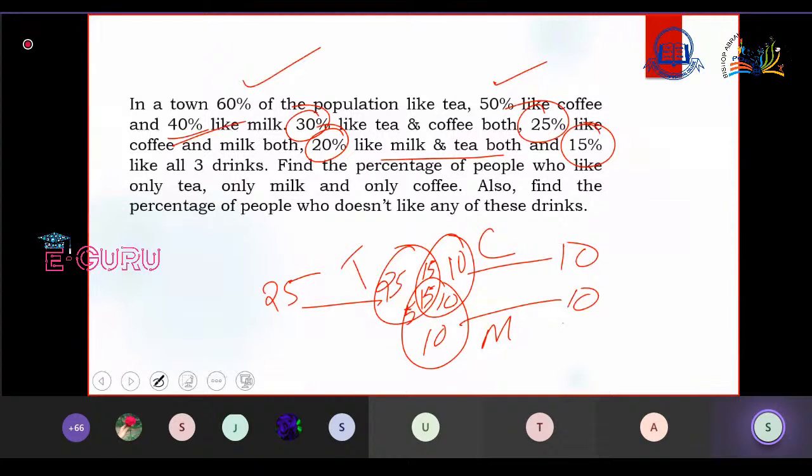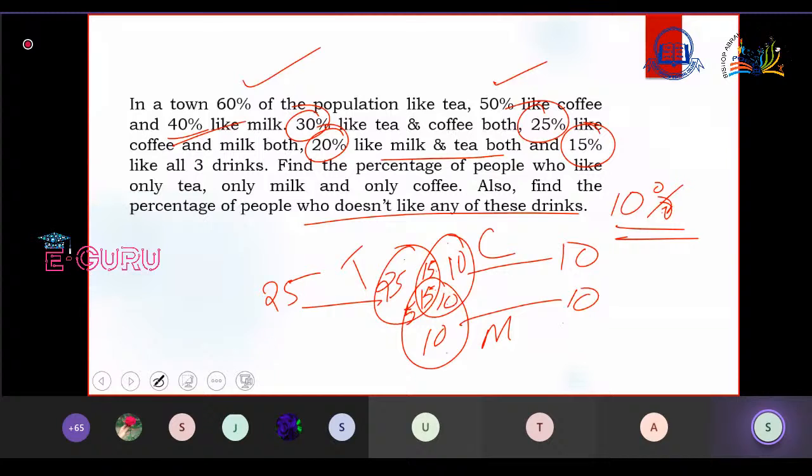So we need to add all these things together: 25 plus 15, 40 plus 10, 50, 60, then 75, 80 plus 10, 90, right? So 90% of the people is already in this diagram. So the remaining 10% are the people who don't like any of these drinks. So the answer is 10%. 10% people don't like any of these drinks.